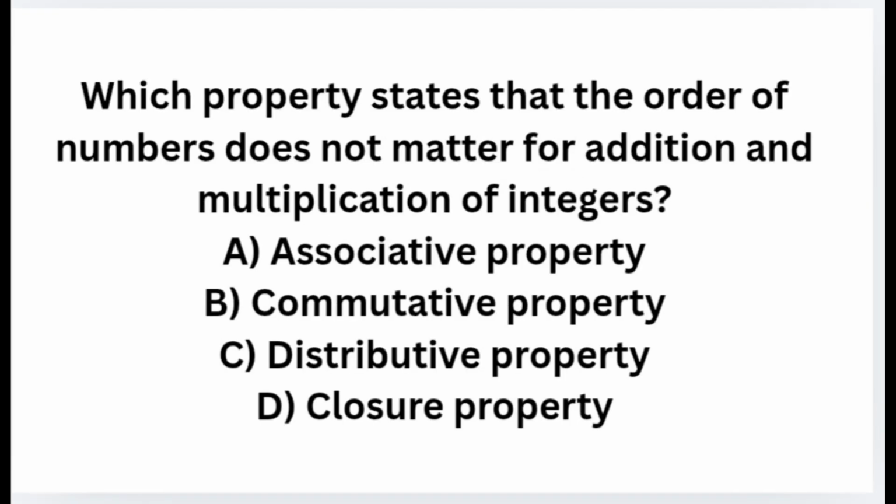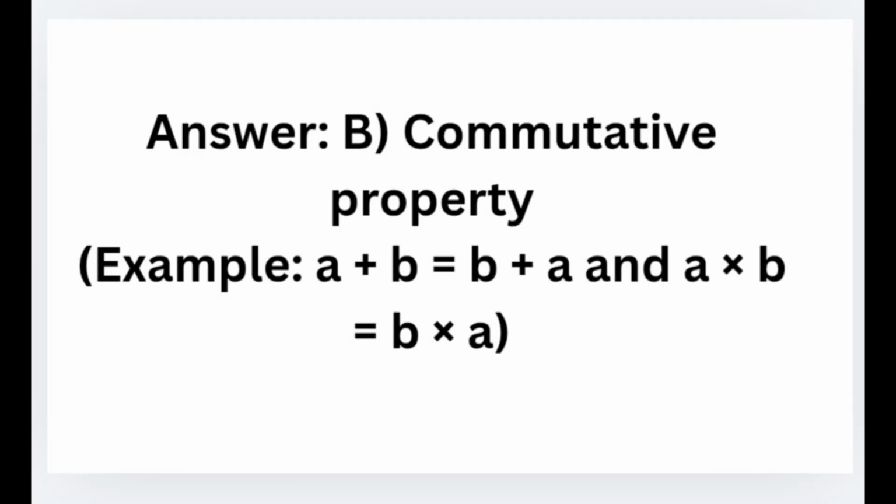Question number 5. Which property states that the order of numbers doesn't matter for addition and multiplication of integers? A. Associative property. B. Commutative property. C. Distributive property. D. Closure property. The correct answer is B, commutative property. For example, a plus b equals b plus a, and a times b equals b times a.